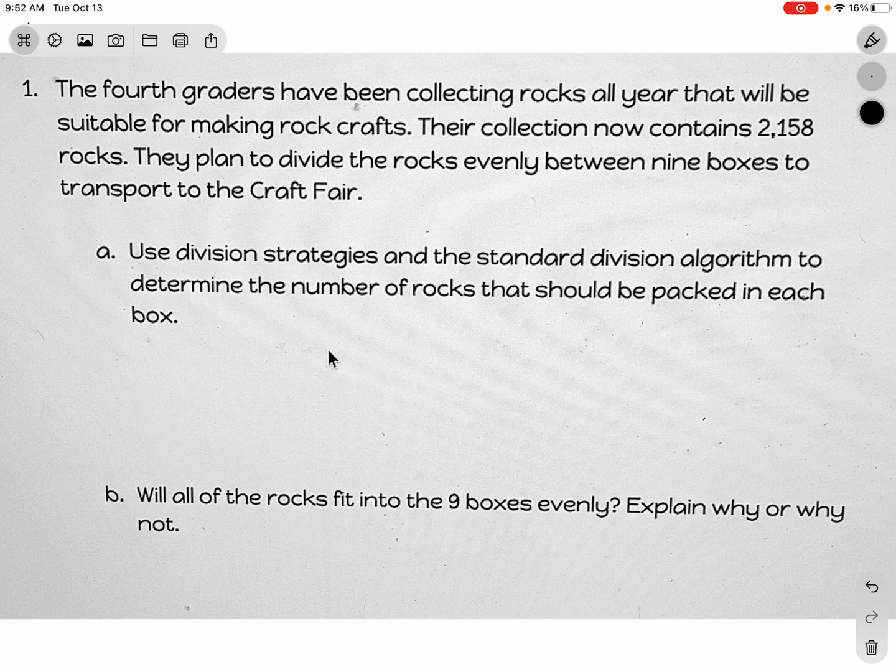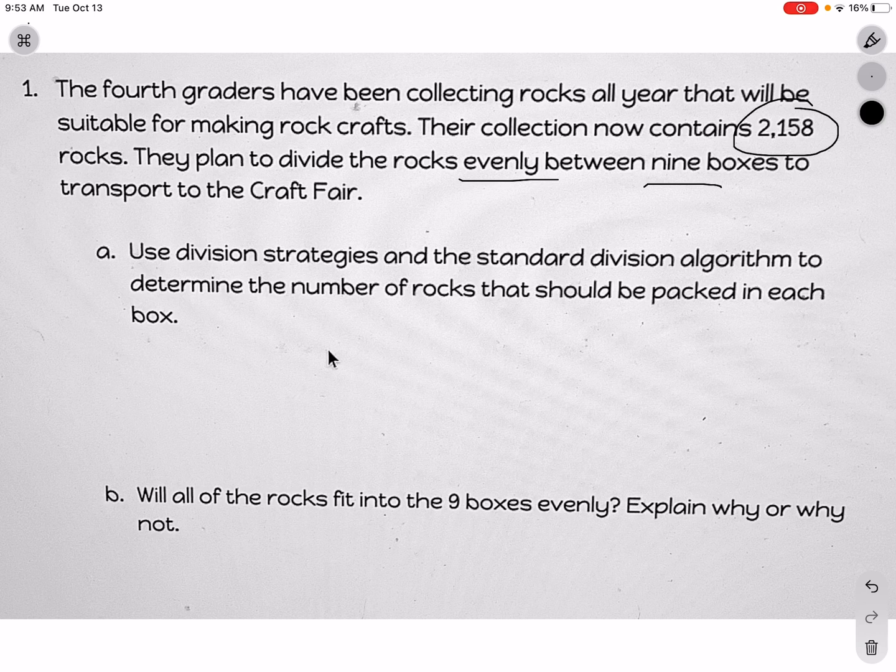What do we know? Well, we know that there are 2,158 rocks. And we know that they're going to divide them evenly between 9 boxes. There's a lot of other information in this question. This goes to another one of our strategies when we're solving multi-step problems: we need to figure out what information is important, what do we need, and what do we not need.